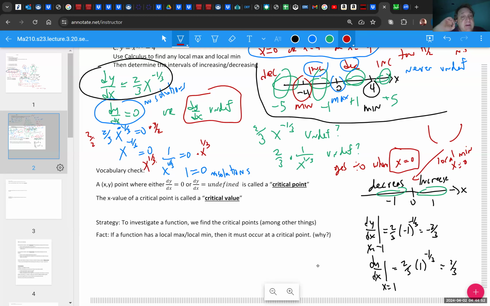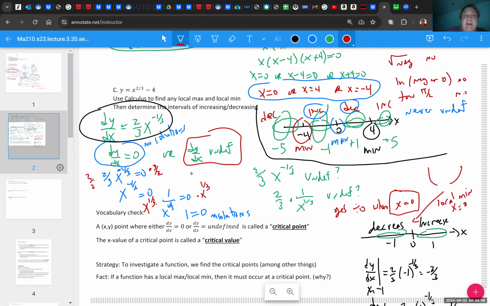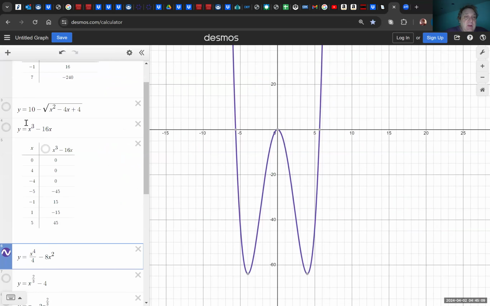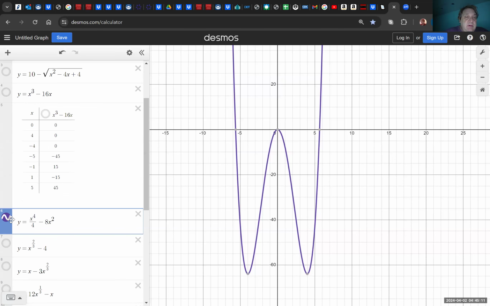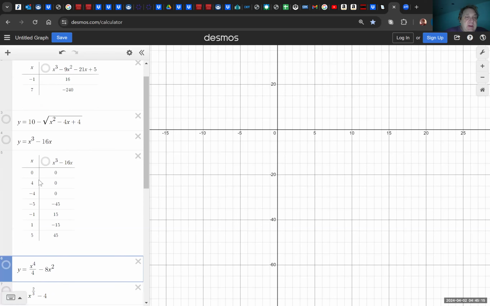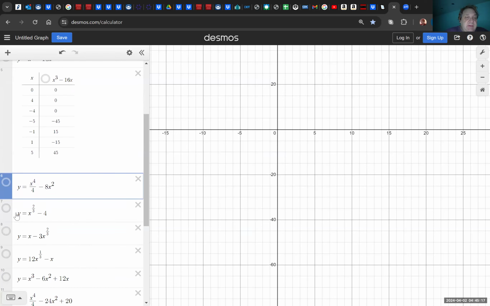How do you find the y value? Well, you plug it into the original equation. The y equals equation tells you y values. So you could plug x equaling 0 into this original equation if you want to find the y value. You might already see that the y value is -4, but let's go check it out on our graphing. So let me get rid of this picture here. And here it is, x to the 2/3 minus 4.